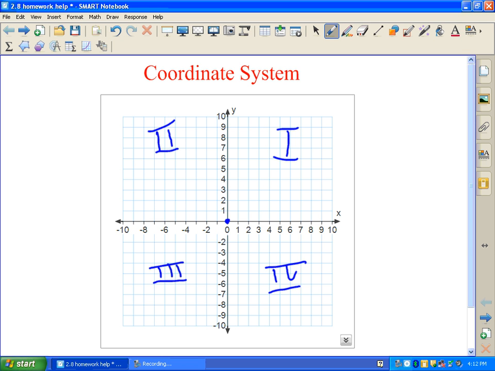Now, sometimes on a homework assignment or a quiz or something, they would ask you to describe the location of a point in the coordinate system. And when they say to describe the location, all they're asking you to do is to name which quadrant that point is in. Okay?